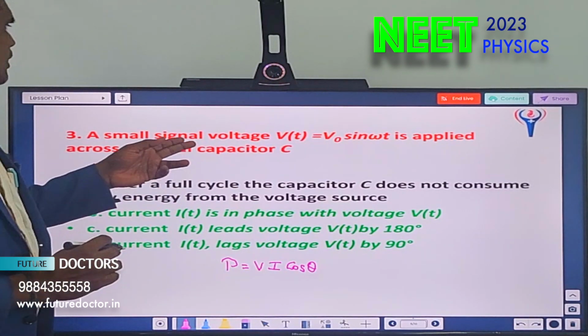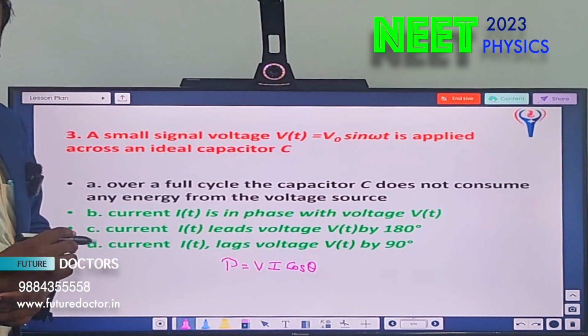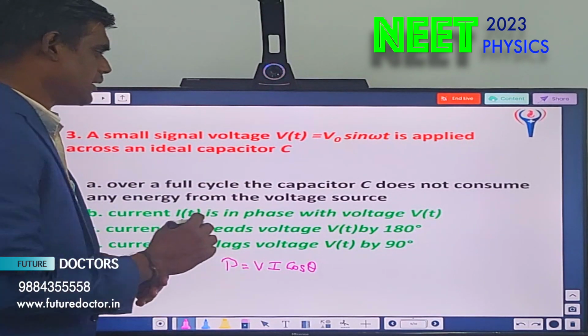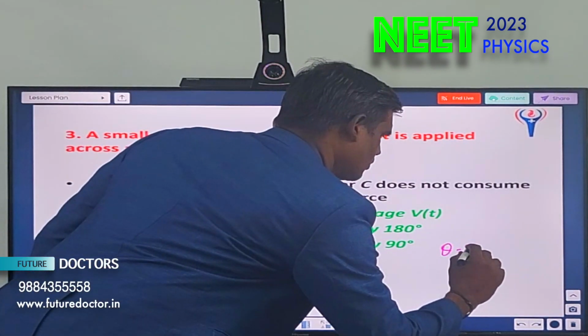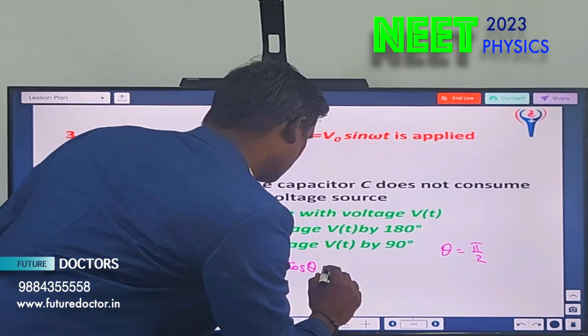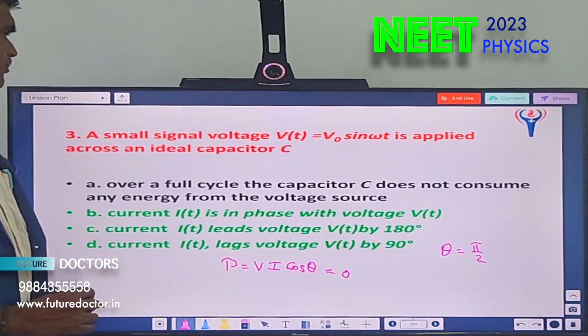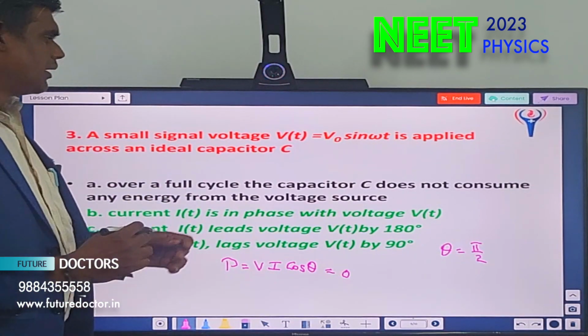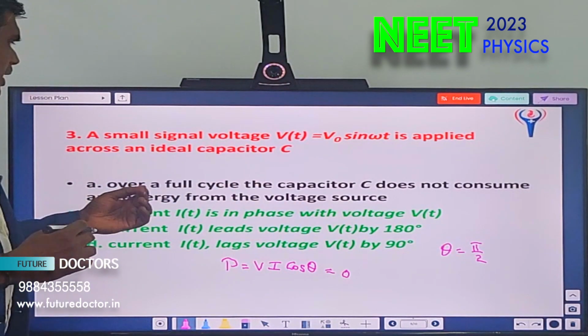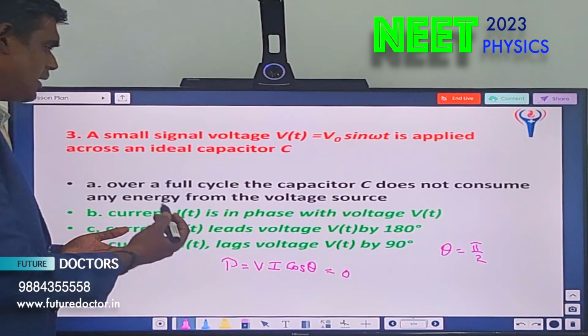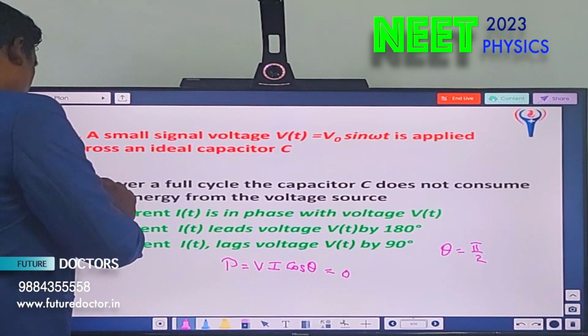Phase difference between the voltage, that is EMF, and current for capacitor is pi by 2. Theta equal to pi by 2. Then cos 90, that is only pi by 2. Cos 90 is 0. So power P equal to 0. That is over a full cycle, capacitor C does not consume any energy from the voltage source. Energy is 0 and power also 0. Option A is the correct.